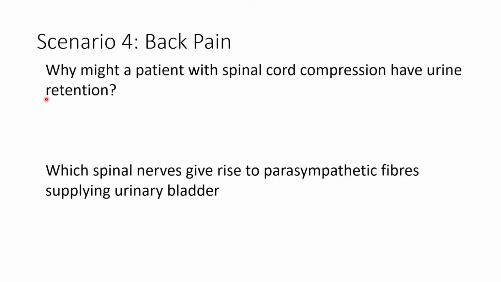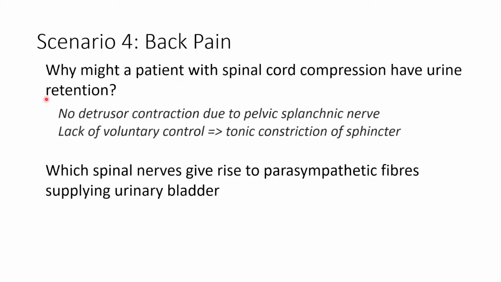So those are the 2 aspects. Now with a spinal cord injury or compression, it fails at 2 points. There's no detrusor contraction because there's damage to the pelvic splanchnic nerve. And the pelvic splanchnic nerve is from S2 to S4. That's known as the micturition center, so the peeing center.